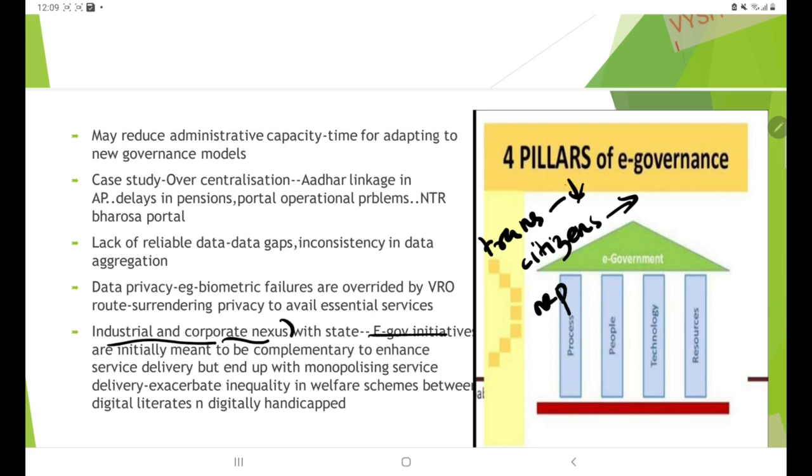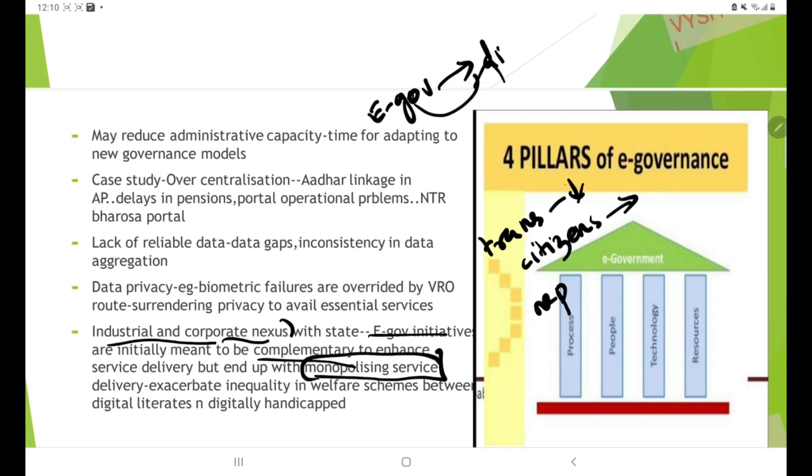So e-governance initiatives are actually meant to be complementary to enhance service delivery, but it is like a monopolization of service. When we are increasing the rate of e-governance to a group of citizens who are digitally illiterate, that is not ensuring public access. First of all, we have to make them equipped. Only then we have to move on to the e-governance initiative.